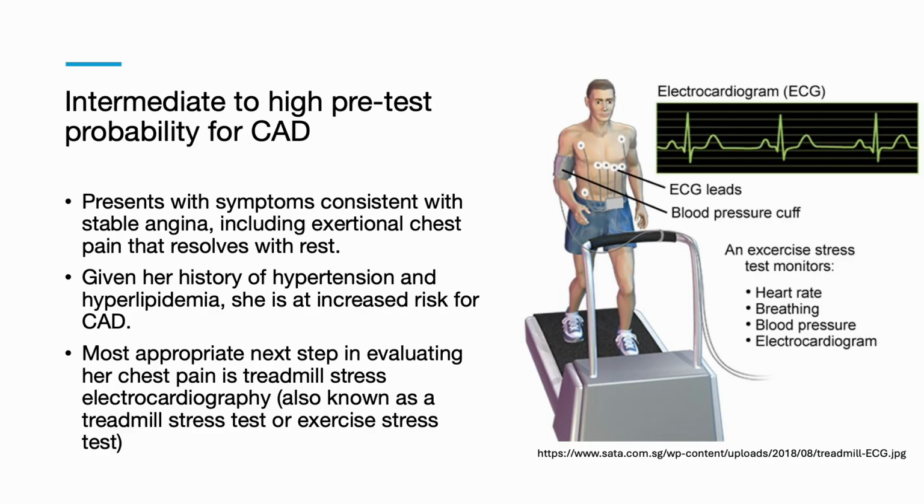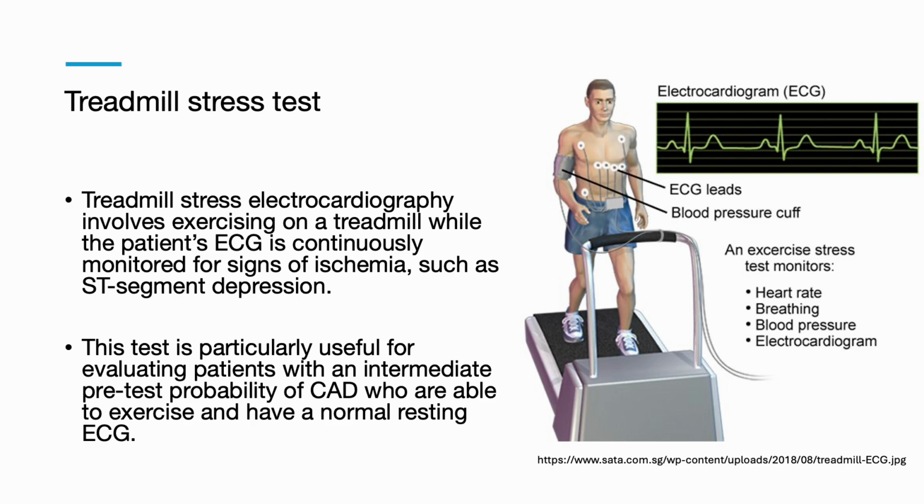Treadmill stress ECG involves exercising on a treadmill while the patient's ECG is continuously monitored for signs of ischemia, such as ST segment depression. This test is particularly useful for evaluating patients with an intermediate pretest probability of CAD who are able to exercise and have a normal resting ECG.